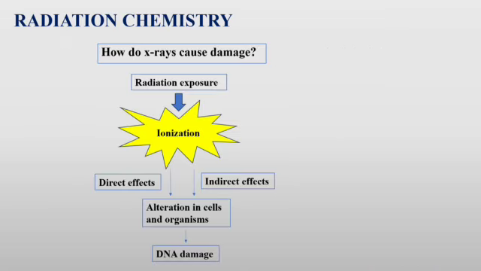How do X-rays cause damage? When radiation exposure occurs, photons and secondary electrons are released, which cause ionization of biologic macromolecules in two ways, either through direct effect or indirect effect, which result in alteration of cells and organisms both structurally and functionally by direct DNA damage or indirectly causing DNA damage.